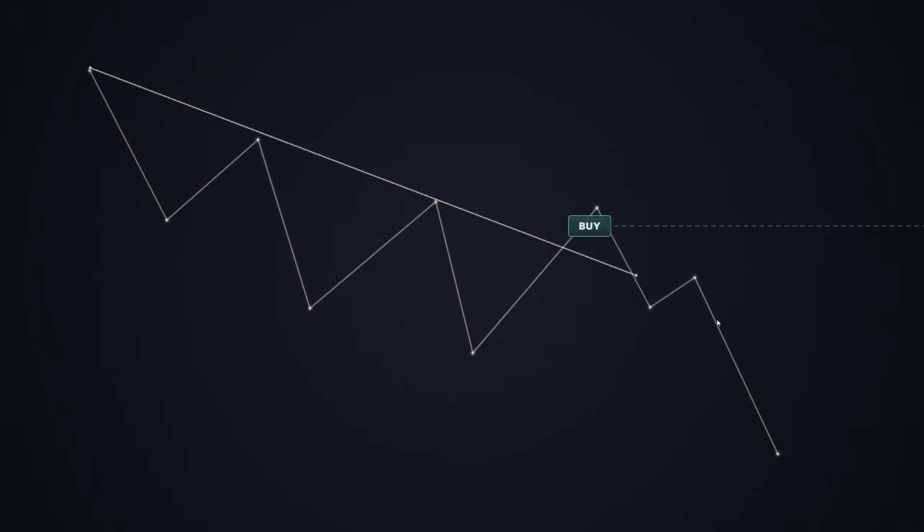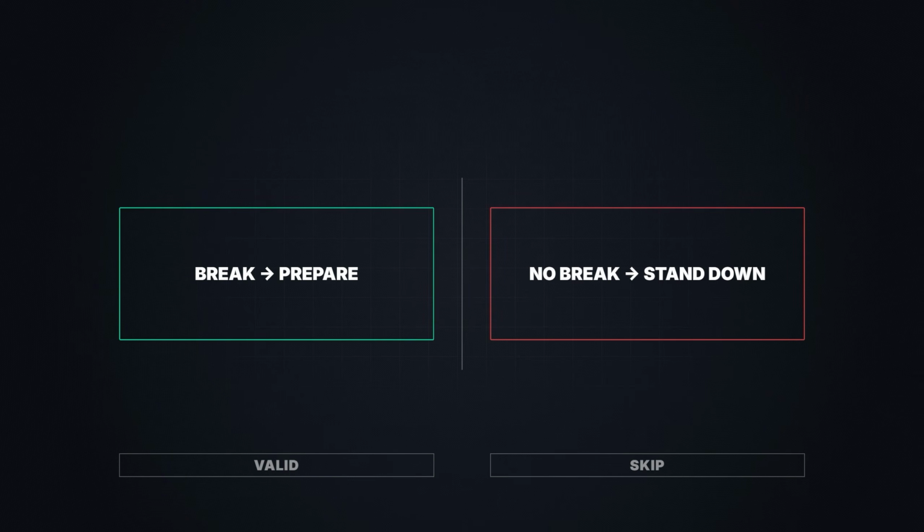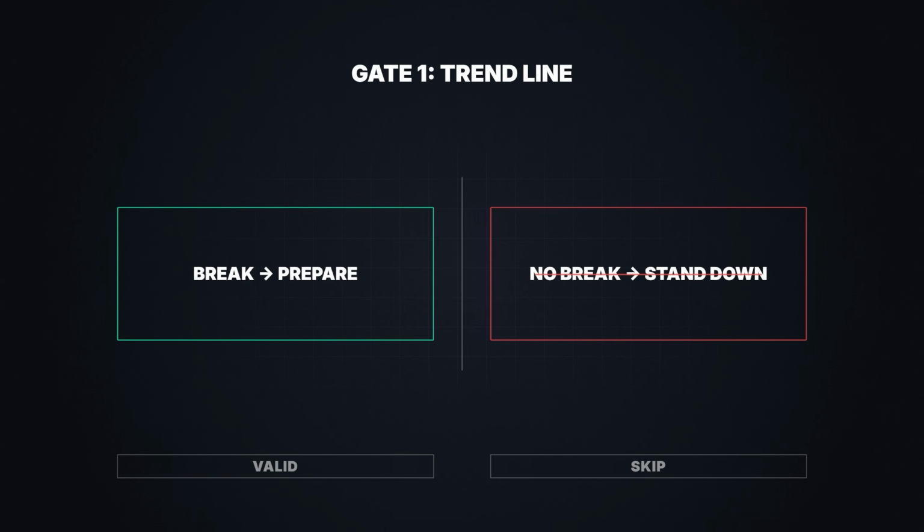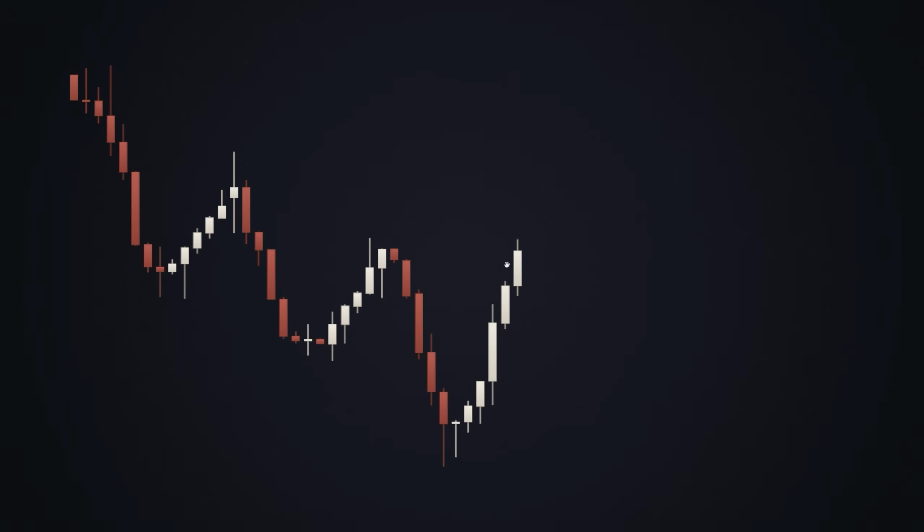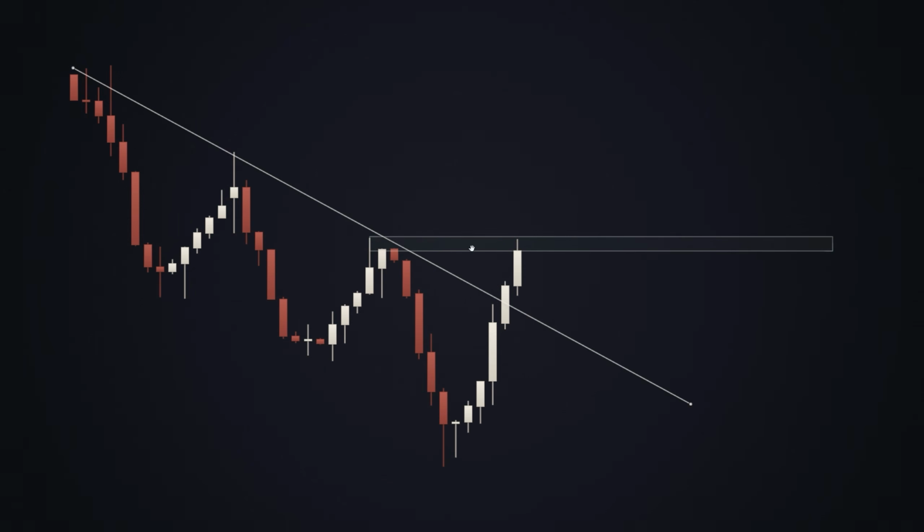If price breaks the active pullback trend line, I prepare for a setup. If price does not break the trend line, I do nothing. Now, I need the real filter. I mark the nearest horizontal level, which is the last clear support or resistance, the level where price keeps bouncing.